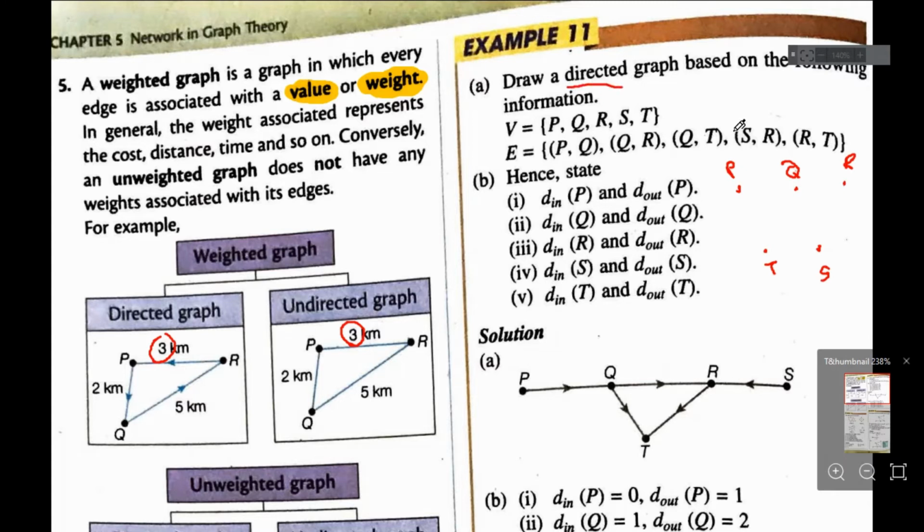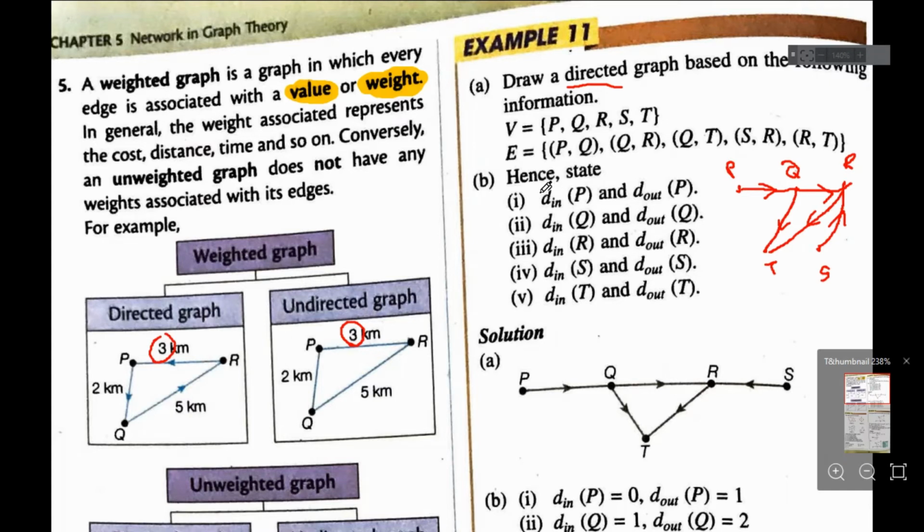So you have to follow the direction. From P to Q, you draw an arrow. From Q to R, we draw an arrow. From Q to T, we draw an arrow. S to R, then you draw an arrow. R to T. Okay, so this is a directed graph.